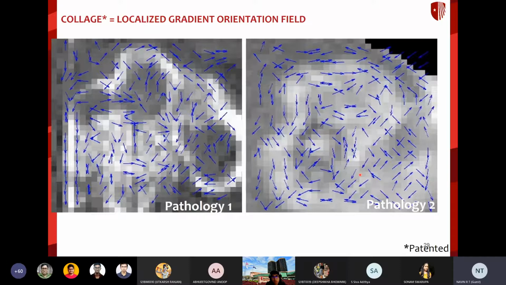So this is a collage descriptor. So these collage features are unique in the sense that they capture the co-occurrence of dominant orientations at pixel level, and they bring together the classical GLCM-based texture features and steerable filters by capturing statistics and frequencies of local gradient orientations. Now I'll explain what I mean by that.